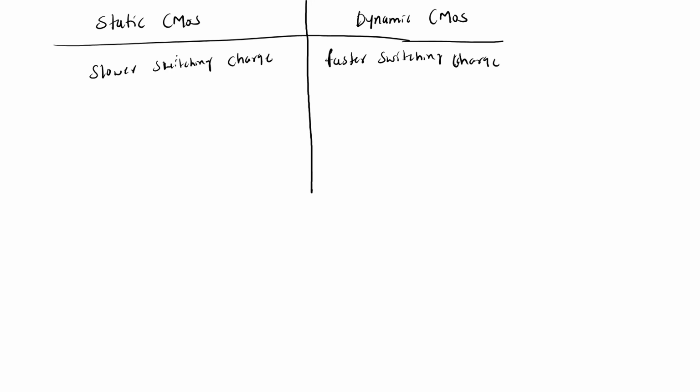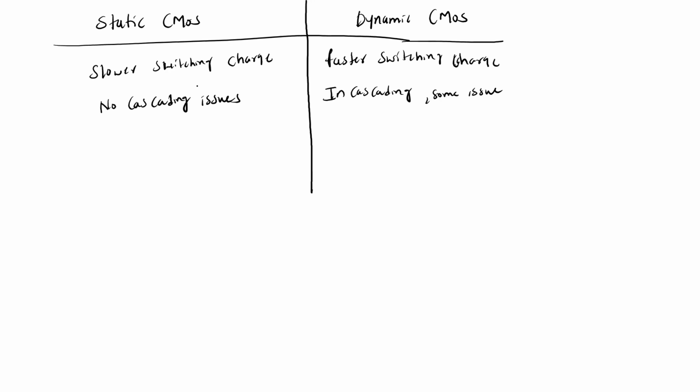Here there are no cascading issues. Here in dynamic CMOS, cascading issues are there. That means if you cascade two dynamic CMOS, you will get some cascading issues. We will discuss what these cascading issues are.